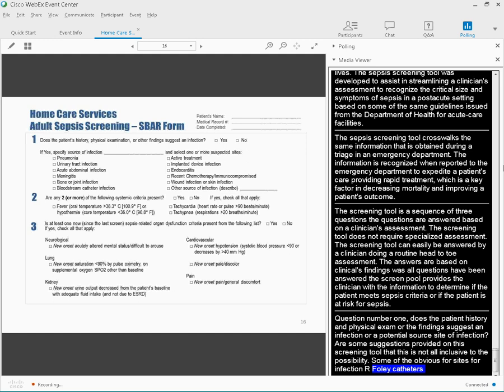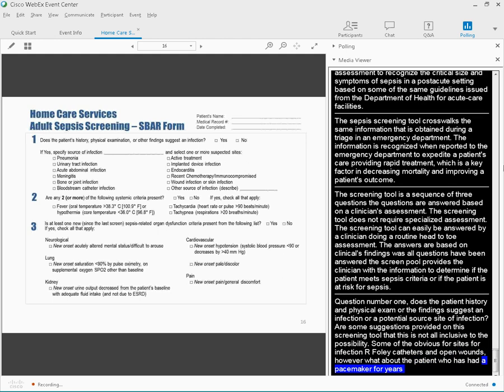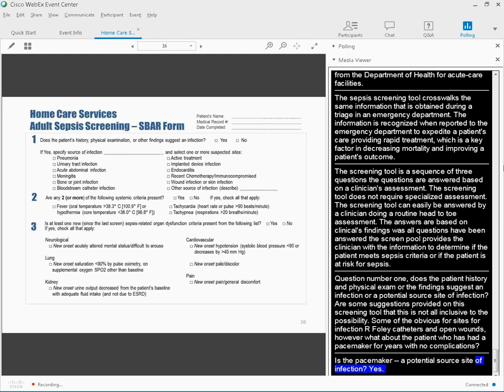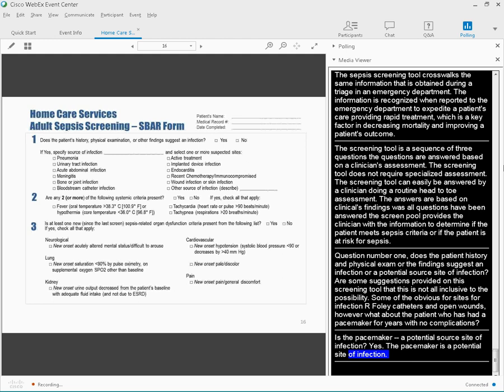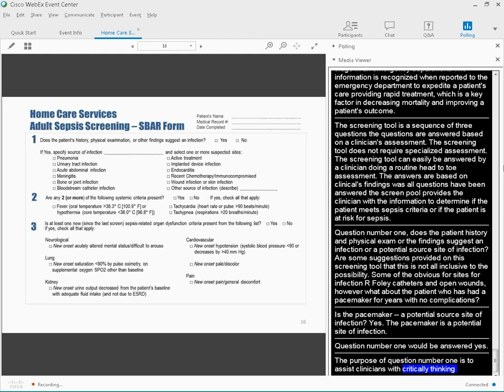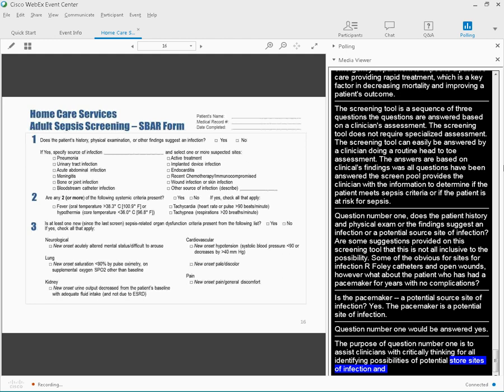However, what about the patient who has had a pacemaker for years with no complications? Is the pacemaker a potential source site of infection? Yes, the pacemaker is a potential source site of infection. So question 1 would be answered yes for that patient. The purpose of question 1 is to assist clinicians with critically thinking for all identifying possibilities of potential source sites of infection and not just the infections that are active.